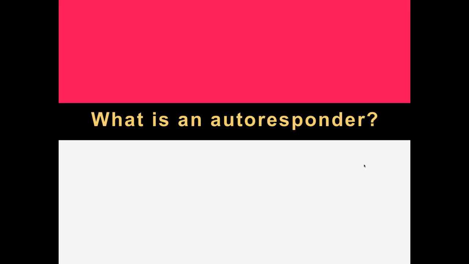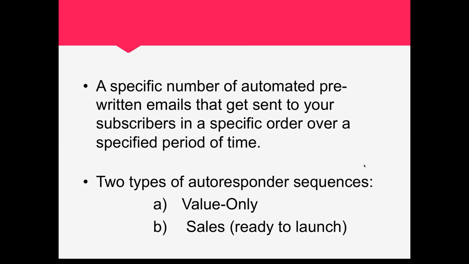Now, I mentioned before about autoresponders. Now, what are autoresponders? Well, an autoresponder is a specific number of automated pre-written emails that get sent to your subscribers in a specific order over a specified period of time. Okay, so I really can't stress how important this part of the process is.